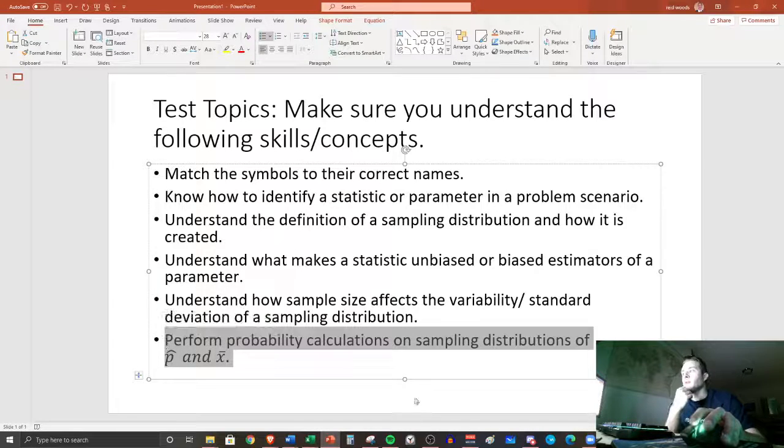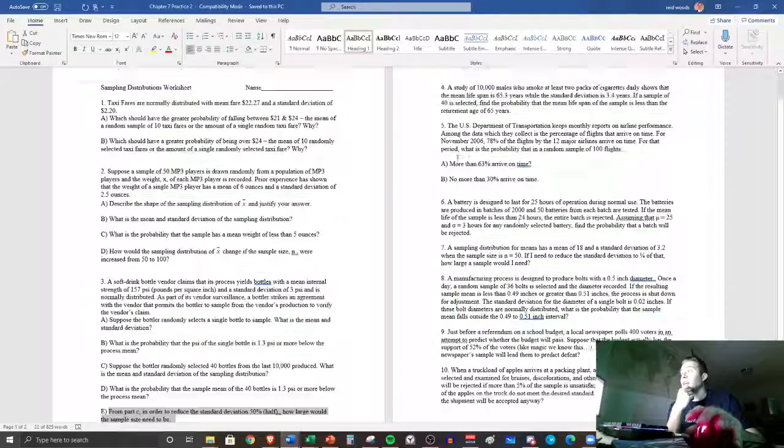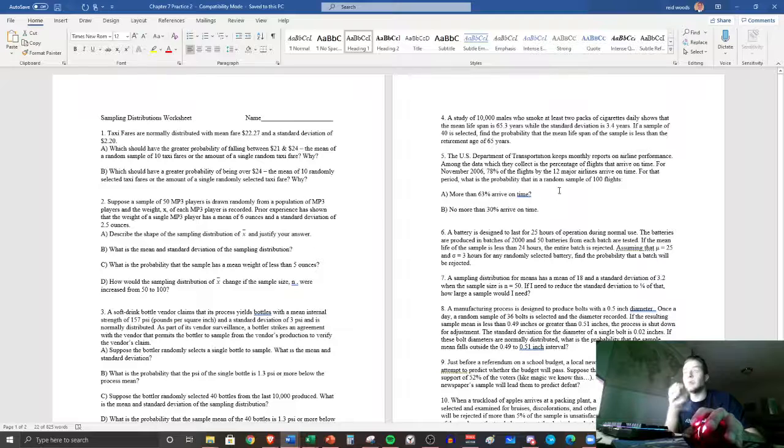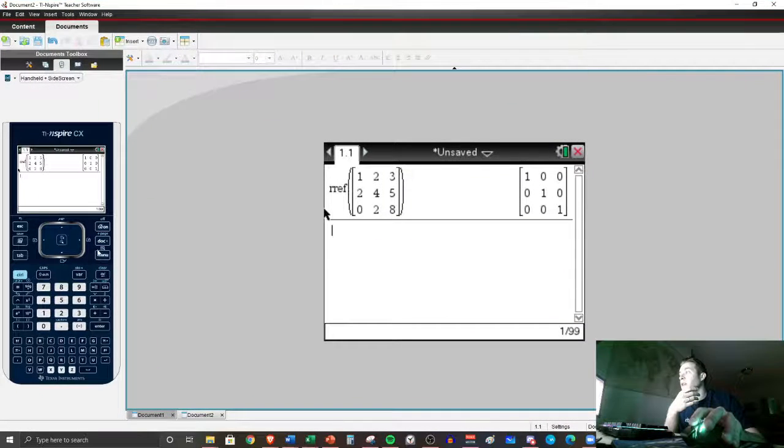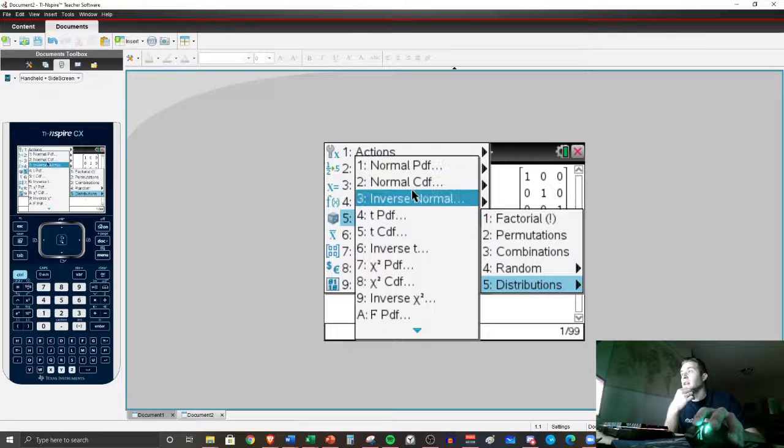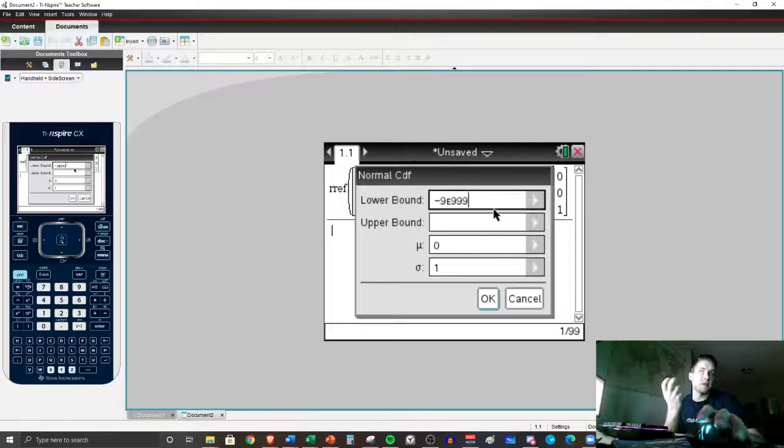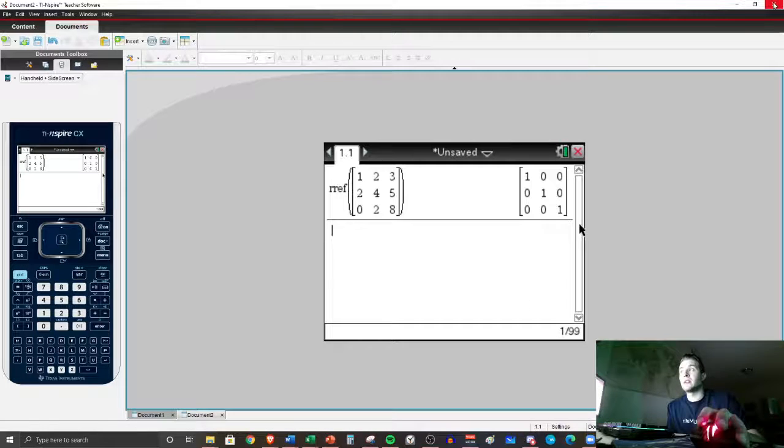Finally, you need to be able to perform probability calculations on sampling distributions. That would be pretty much the majority of the test, I would say. You are going to have to answer questions like we're seeing here, where we're doing the calculations. That's taking your calculator and doing menu 5, 5, 2. You had to have done the checks to make sure that you can do the calculation, and then you're calculating the probabilities, okay?